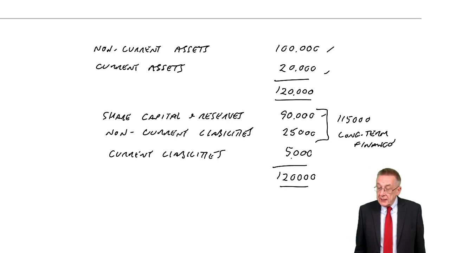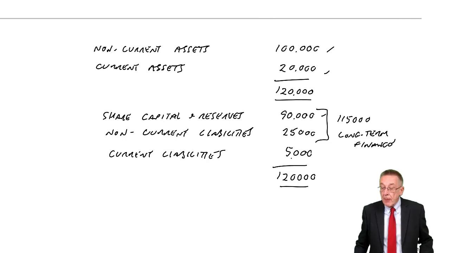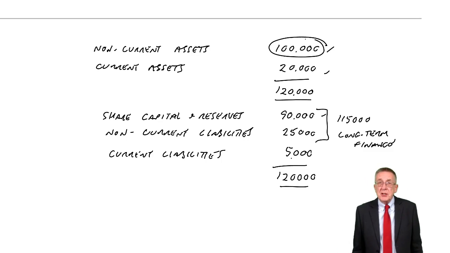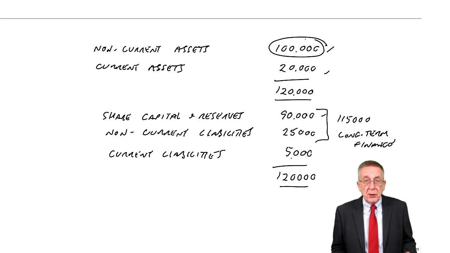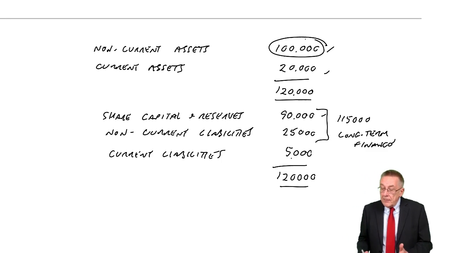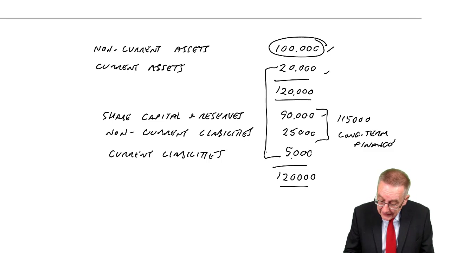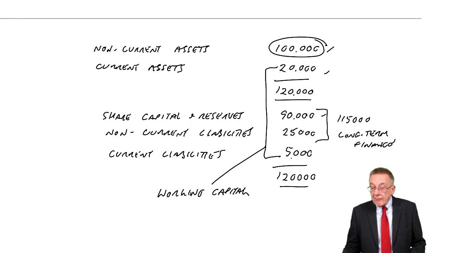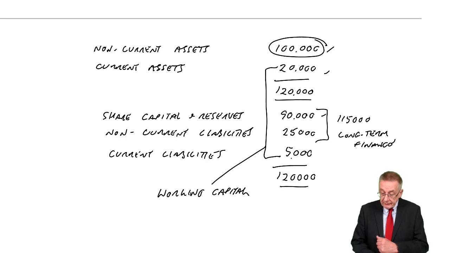And what are they doing with that 115,000 they've raised? Some from shareholders, some from long-term loans. They've invested most of it in the non-current assets, in machines, etc. And of course, it's those that actually are going to earn the profits. But what's happened to the other 15,000? The other 15,000 is the working capital. The 20,000 current assets less the 5,000 current liabilities.